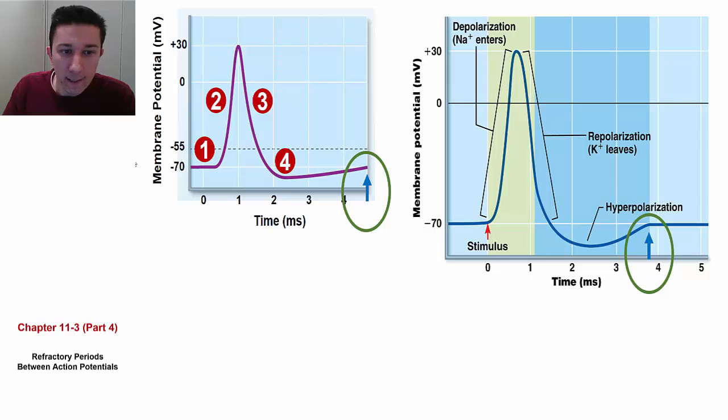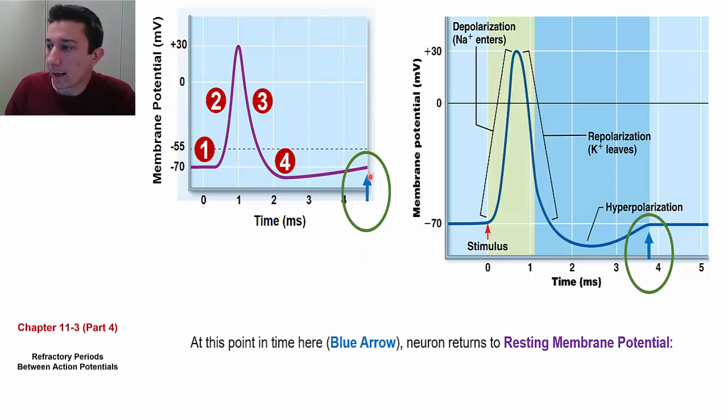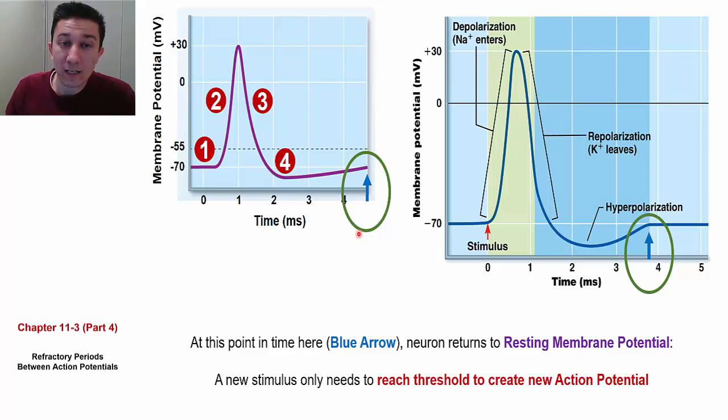All right, so we'll take a look at the very end point here, which I have highlighted by a blue arrow. At this point in time, at the very end of our hyperpolarization phase, our blue arrow represents the point in time when a neuron returns back to resting membrane voltage. So that means that a stimulus only needs to reach threshold. It needs to go from minus 70 millivolts to minus 55 millivolts, which is our threshold, in order to create a new action potential there.